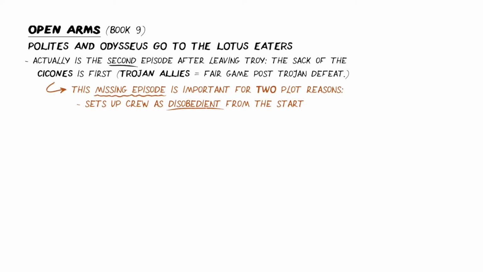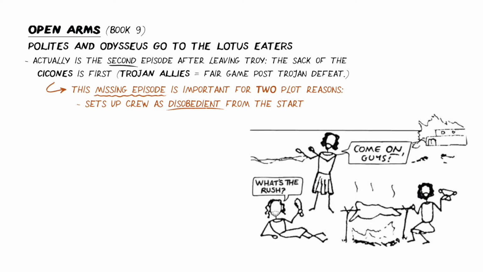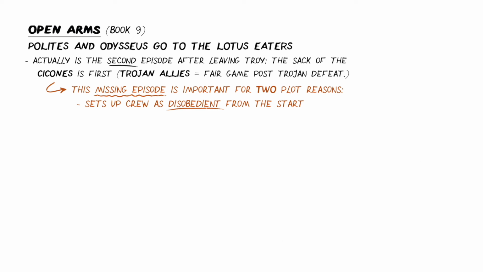But this missing episode is important to the plot of the Odyssey for 2 reasons. 1, it sets up the crew as disobedient from the start, because once they have sacked the Cocones, Odysseus says, right guys, we have to leave. And all his men say, nah, man, I want to lie here and eat some food. It's the first time we've actually been able to relax and everything. And Odysseus doesn't make them get up and go. He lets them. This is the first tiny mutiny. Well, it's not actually very tiny.